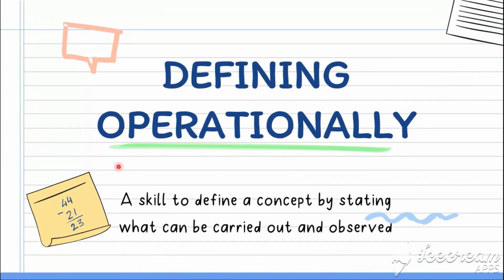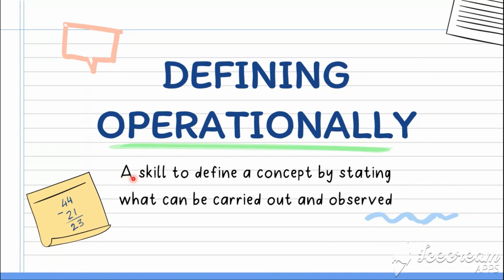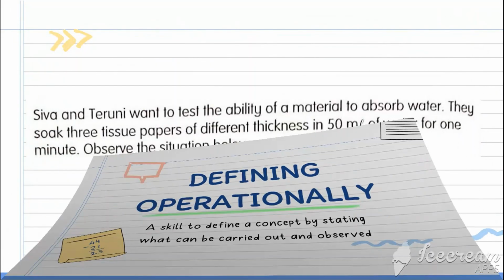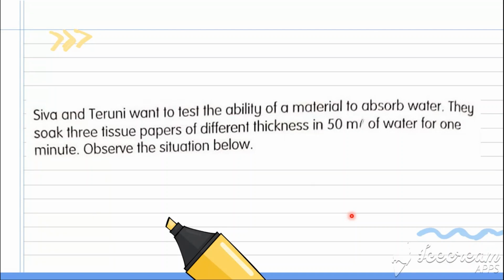Let's see. So what is defining operationally? Defining operationally is a skill to define a concept by stating what can be carried out and also observed. So you are defining a concept by stating what is being carried out and what is being observed. So this normally we use in our science experiment, and you always connect back to the concept that is underlying an experiment.